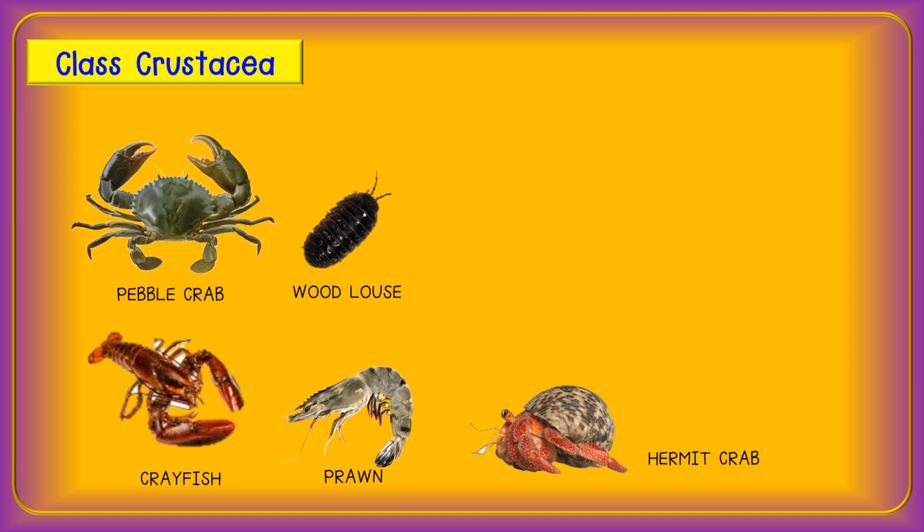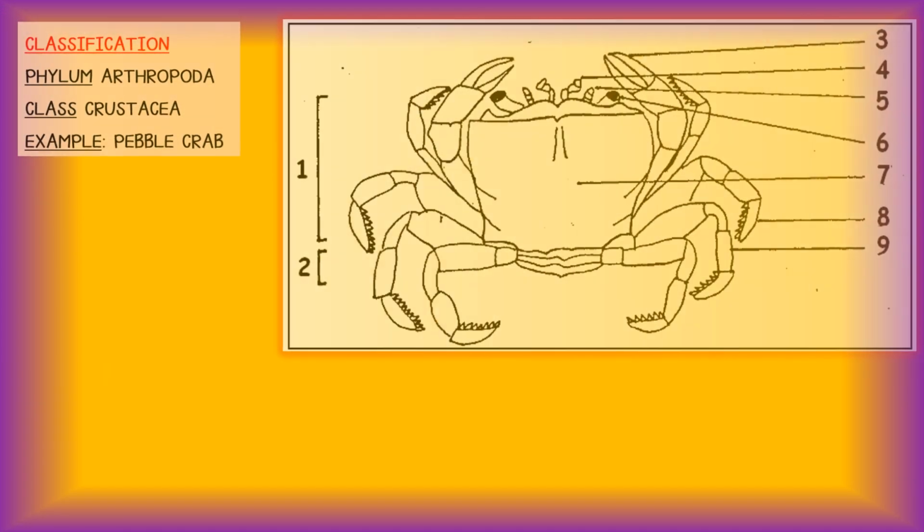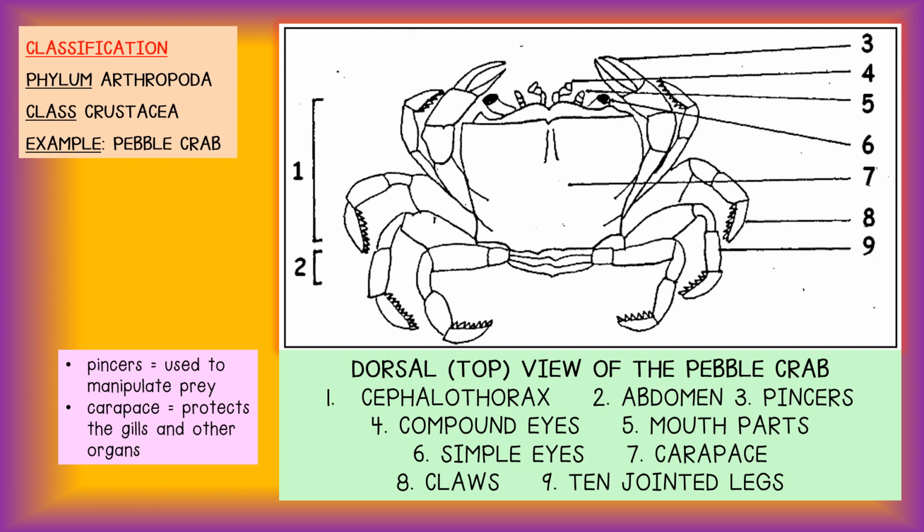Animals like the crabs, crayfish, prawns, and the woodlouse are examples of class Crustacea. Crustaceans have bodies that are divided into a cephalothorax and abdomen. The cephalothorax is the head and thorax joined together. All crustaceans have 5 pairs of legs. Here is a simple classification for a crab. Study the external features of the crab's body.